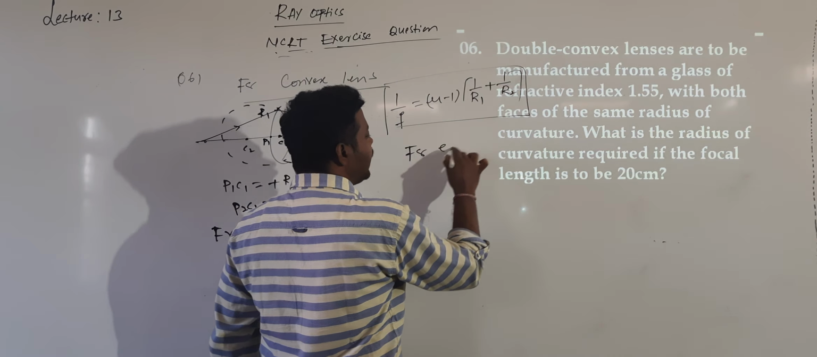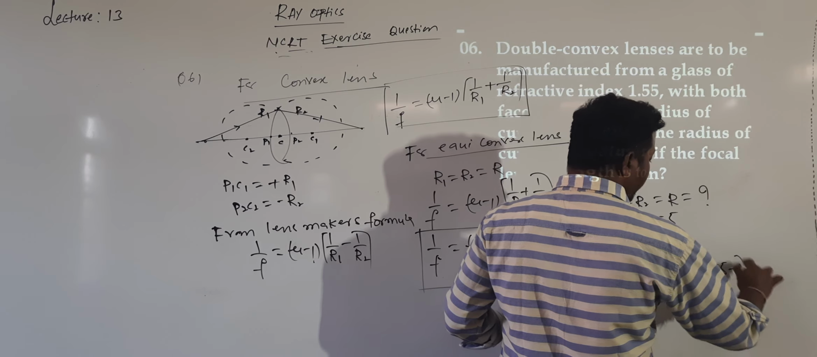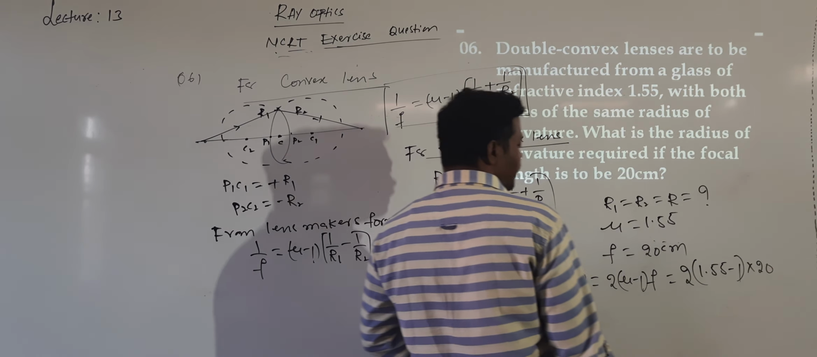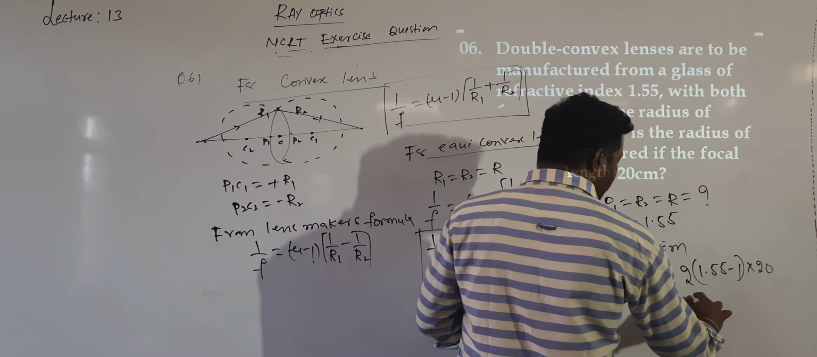In this problem, they are telling a convex lens whose radii of curvature are the same. R1 value, R2 value is equal to R. We want to calculate the radius of curvature only. The refractive index is given as 1.55 and the focal length is given as 20 centimeters. Now, what do I want to calculate? The R value. R is equal to 2 into mu minus 1 into f. So, 2 into mu value 1.55 minus 1 into f value 20 centimeters. You will get the answer of 22 centimeters.